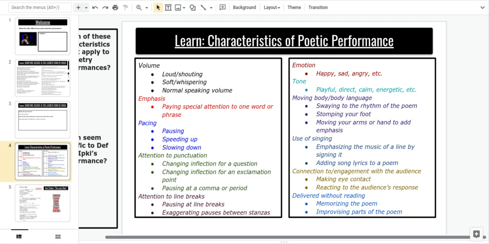Pacing. Does the person pause? Do they speed up? Do they slow down? Attention to punctuation. Changing inflection for a question. Changing inflection for an exclamation point.